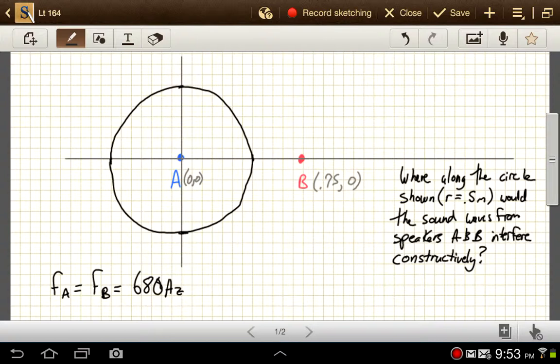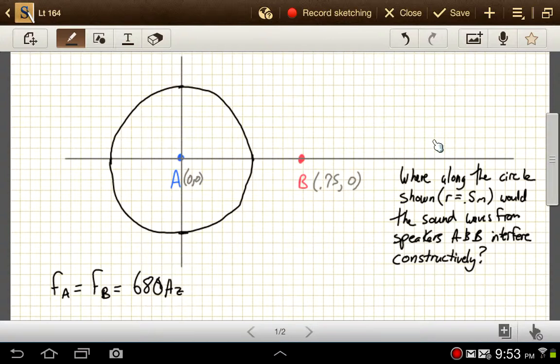So that circle has a radius of 0.5 meters, and we know that for constructive interference we have to have a path difference. That's the difference in distances between A and some point here and B and some point there. The difference in those two distances has to be a whole number multiple of the wavelength. So our first step is we need to figure out the wavelength of this wave we're dealing with.